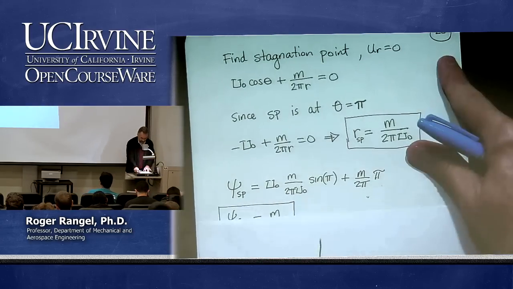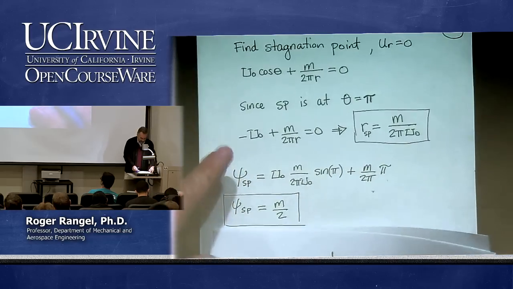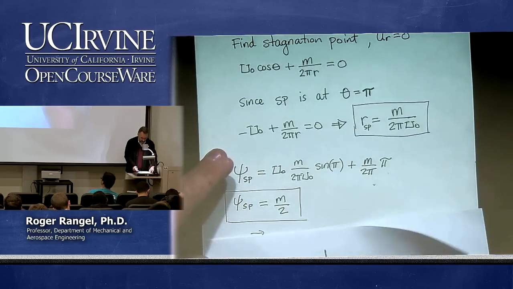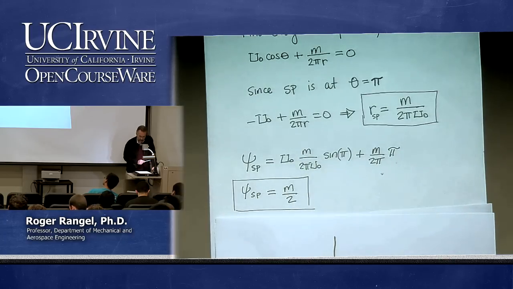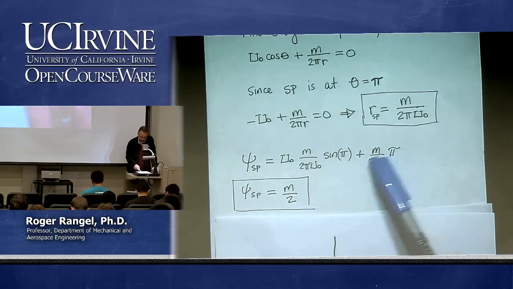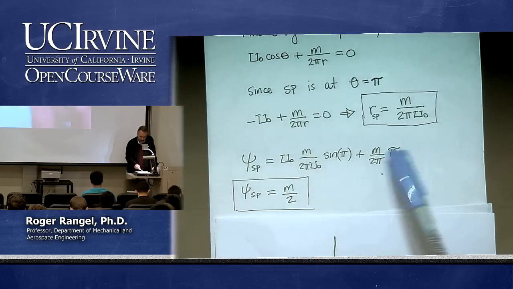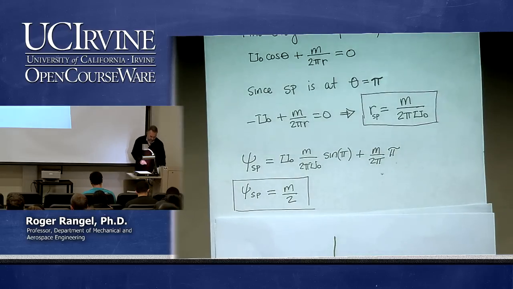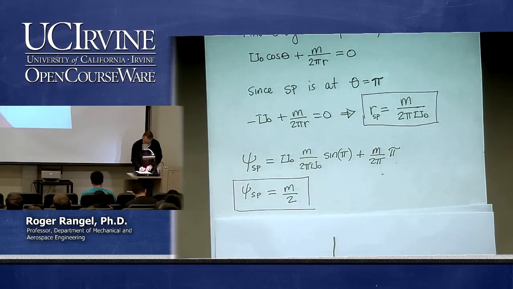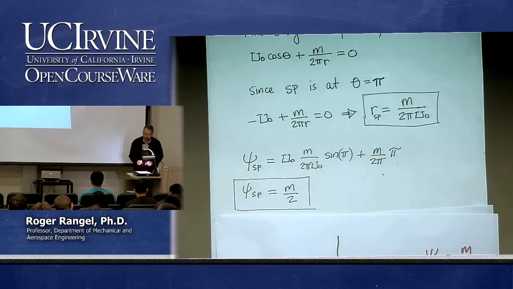We're plugging in that. And we find, of course, that the value of this stream function at the stagnation point is m over 2. Because the sine of pi is 0, the first term doesn't contribute anything. And the second term just contributes m pi over 2 pi. So m over 2. So I just found that the stream function, this stream function that meets here, has a value of m over 2.